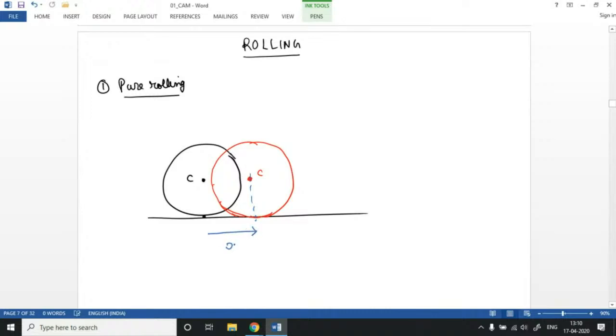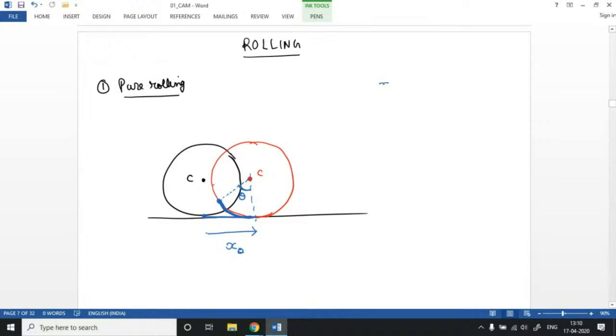So let's say this is x or xc or x naught. This is the displacement of its center of mass, and at the same time it will have angular displacement. Let's say, for example, the point P, which was previously over here, will move somewhere here. So this point P has basically traveled this much distance. This has angular displacement, let's say theta. So for pure rolling, this length and this length must be equal.